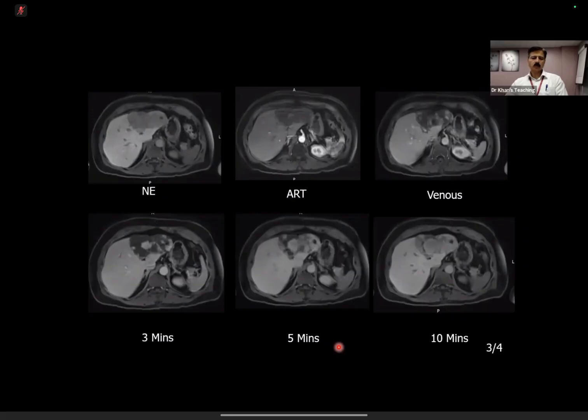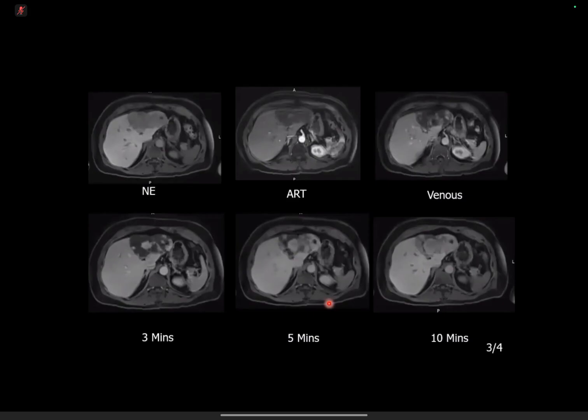Conclusion? My concern is that this represents an intrahepatic cholangiocarcinoma in this context. And why isn't it a hemangioma? Pardon? Why isn't it a hemangioma? It's not a classical centripetal fill-in, so it's not peripheral then going centrally. It's centrifugal. Okay, so, right, okay.